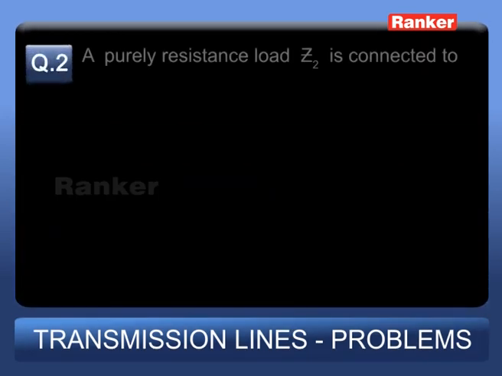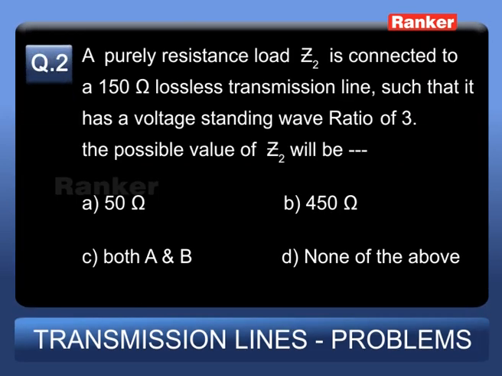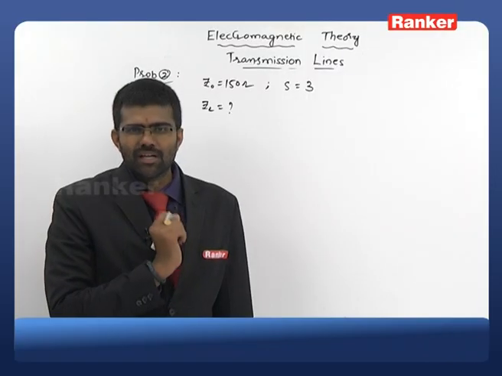Problem 2. A purely resistive load ZL is connected to a 150 ohm lossless transmission line such that it has a voltage standing wave ratio of 3. The possible value of ZL will be. Options are given like this. Option A 50 ohms, option B 450 ohms, option C both A and B, and option D none of the above. Now just observe what data is given to us.